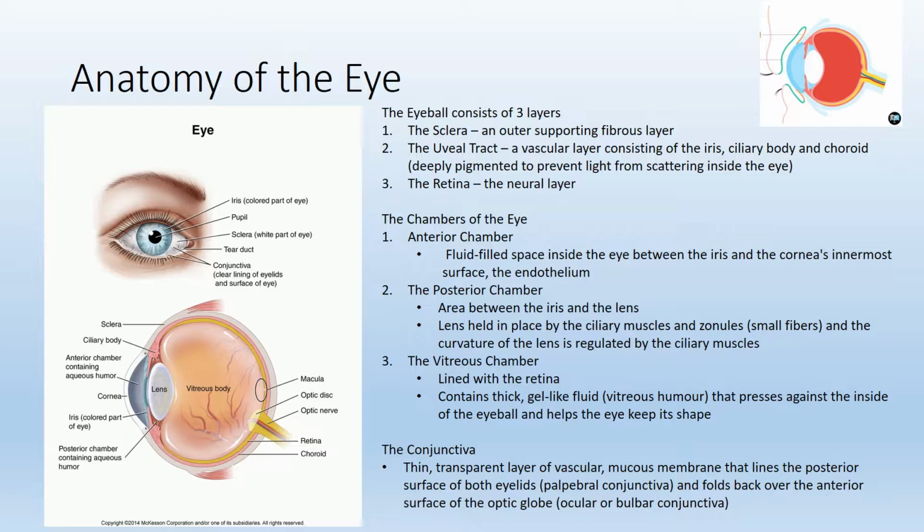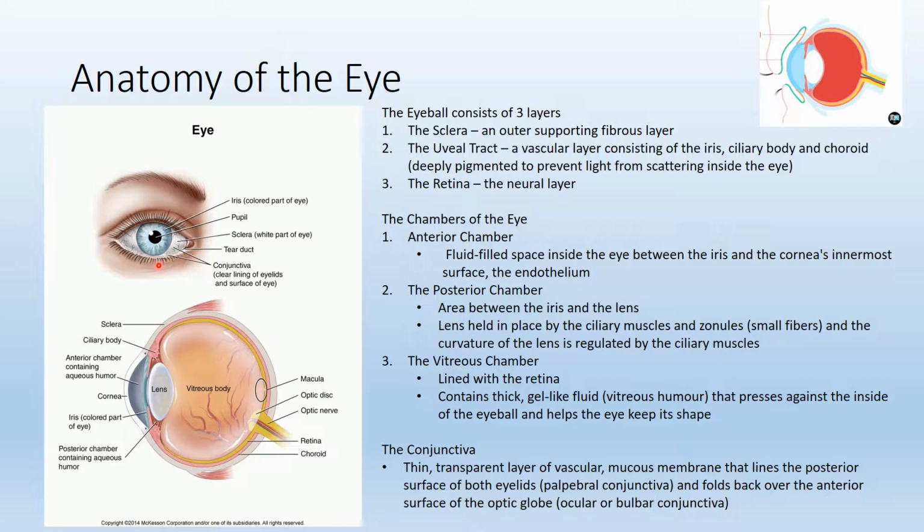So when you look directly at the eye, you can see that it's composed of a white area here, which is the sclera of the eye. The pigmented area here is the iris, and that is involved in regulating the pupil size. The pupil is the dark center area where the light actually enters the eye.